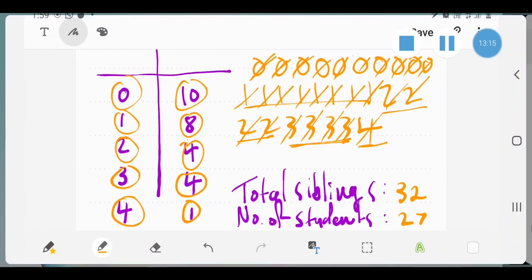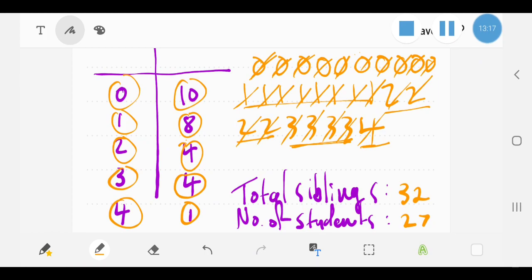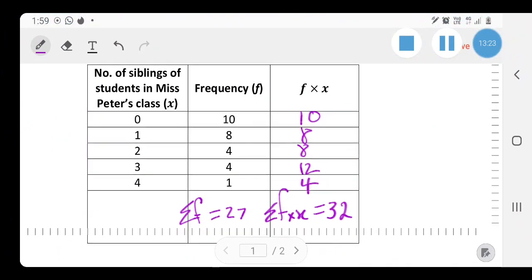Let's take a look at the way we did things on this page. And we've got the same numbers, 32 and 27. But I think we'll all agree that by using the table, it was a lot easier, a lot quicker, and a lot simpler. All right. So here, now we're ready to calculate the mean.